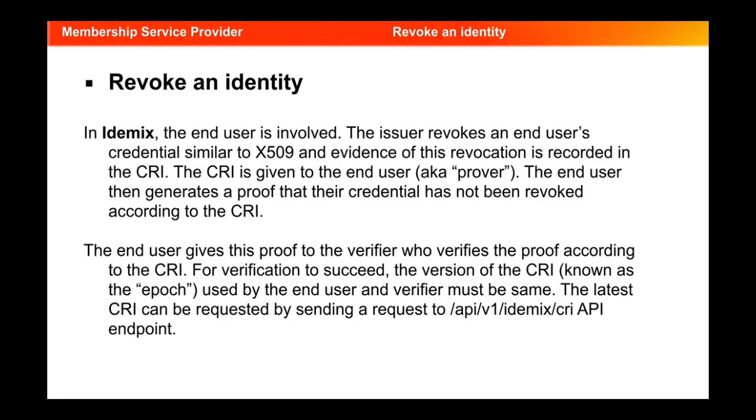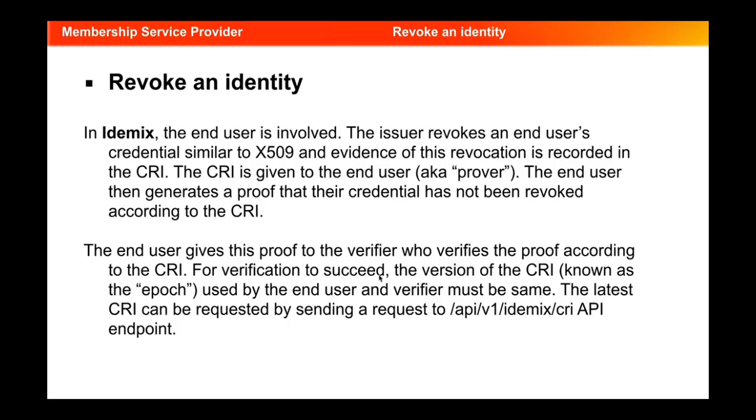The issuer revokes an end user's credential, similar to X.509, and evidence of this revocation is recorded in the CRI. The CRI is given to the end user, which is also called the prover. The end user then generates a proof that their credential has not been revoked according to the CRI. The end user gives this proof to the verifier, who wants to verify the proof according to the CRI.